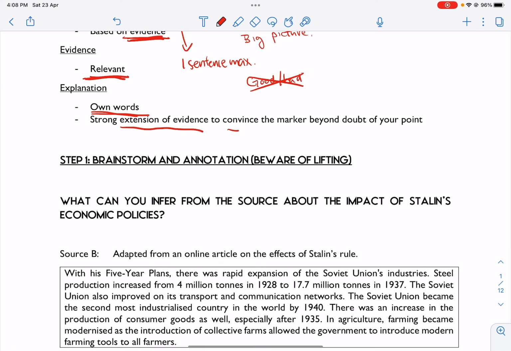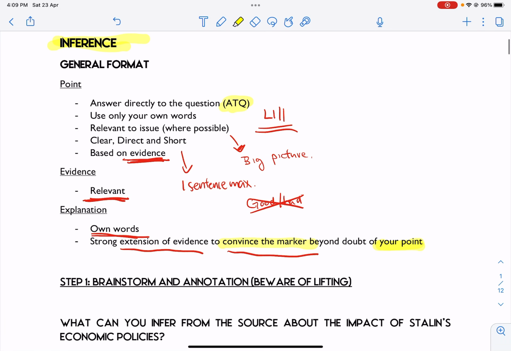You are convincing the marker, aka your teacher, or your examiner, beyond reasonable doubt of the point. So you must know the intention. What are you doing when you're explaining? You're actually trying to make sense of the evidence in order to give a conclusive justification for the point that you gave. So check your answer once you're done and check whether your explanation clearly extends upon the evidence in order to explain your point.